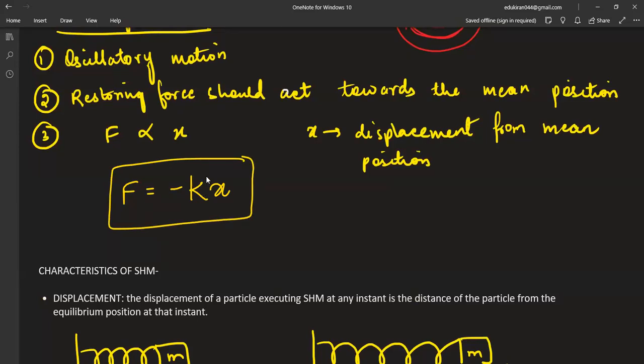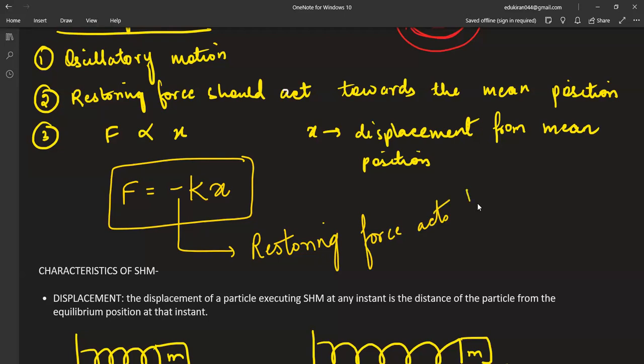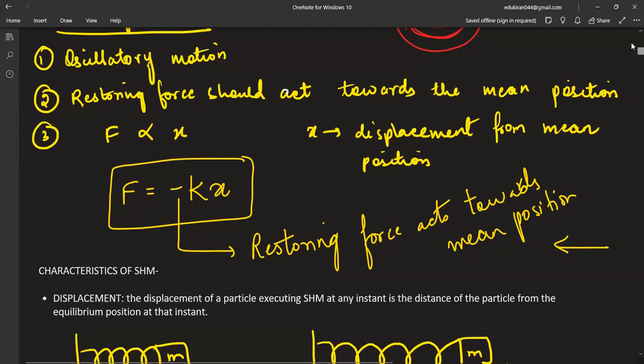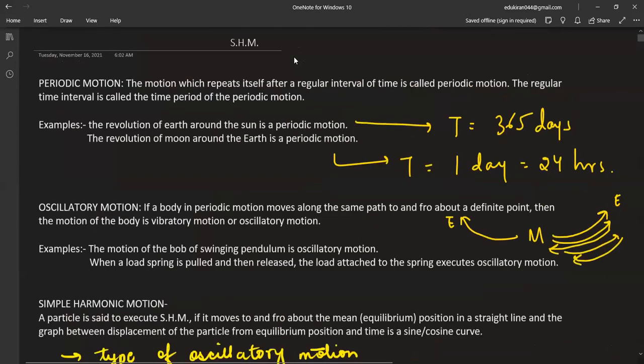K is a constant for different systems. This value of constant will be different. X is displacement from mean position, and this negative sign shows that restoring force acts towards mean position. So why negative, why not positive? The reason is that always mean position's direction will be opposite to the external force. Correct? That's why. Write down all these points of SHM.